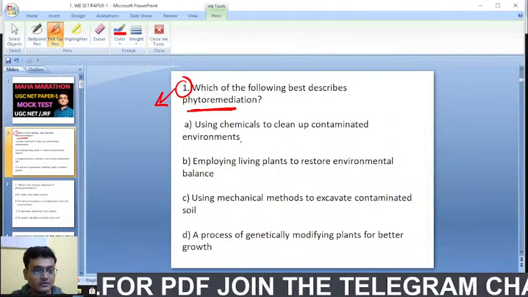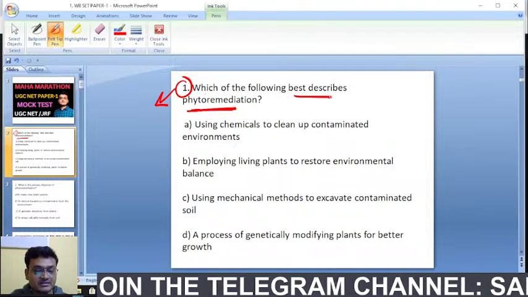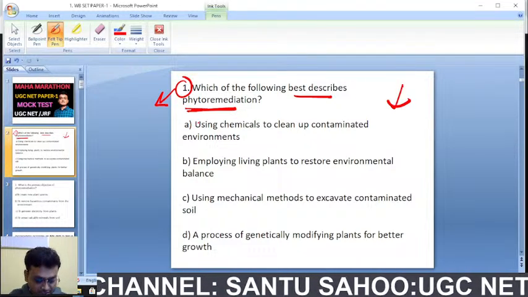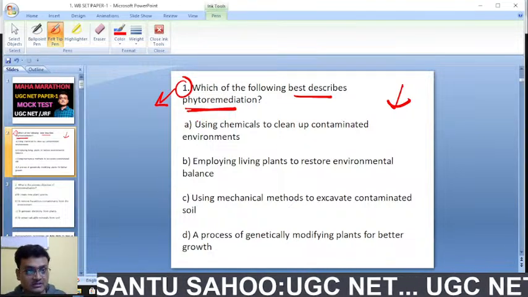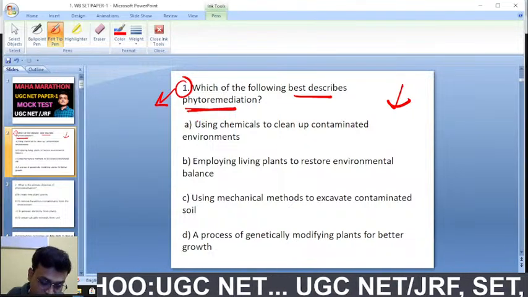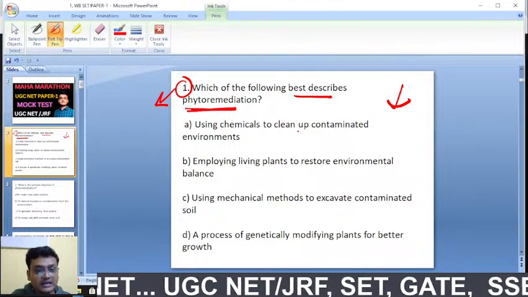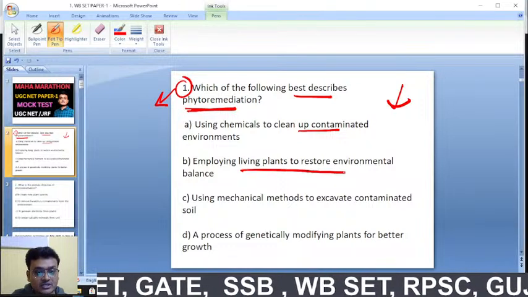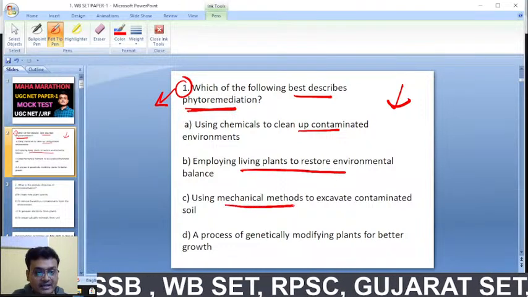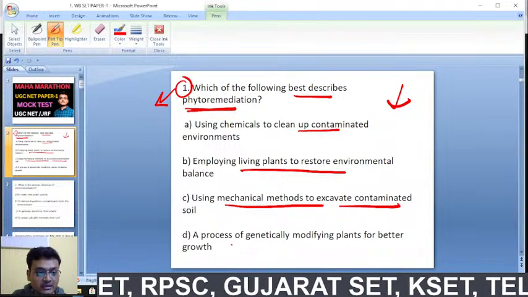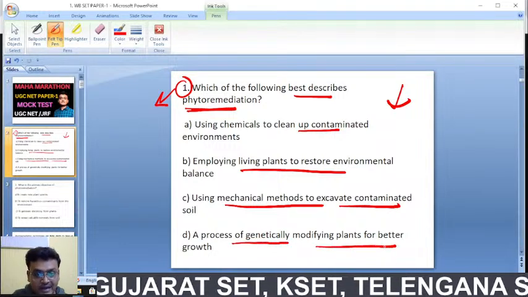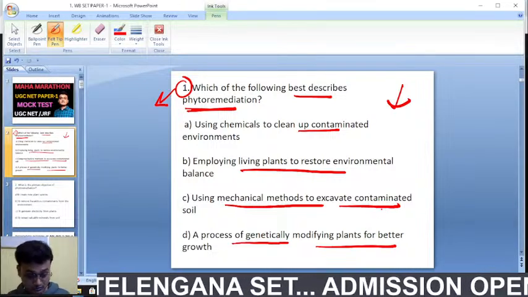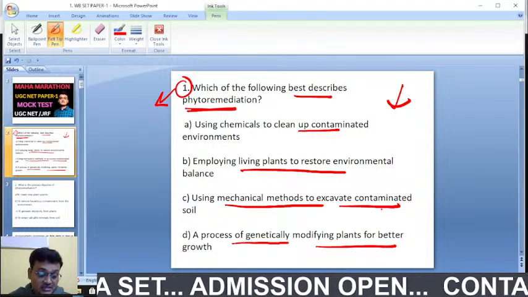ओहो, चलो, which of the following best describes, जो भी है उसको करो. Phytoremediation, we have done it earlier. Phyto, using chemicals to clean up contaminated environments, employing the living plants to restore environmental balance, using mechanical methods to excavate contaminated soil, a process of genetically modifying plants for better growth. What is phytoremediation?